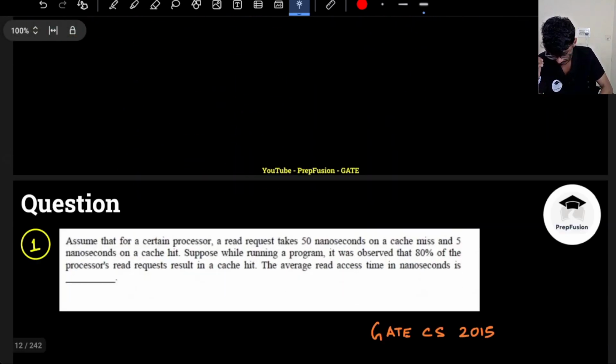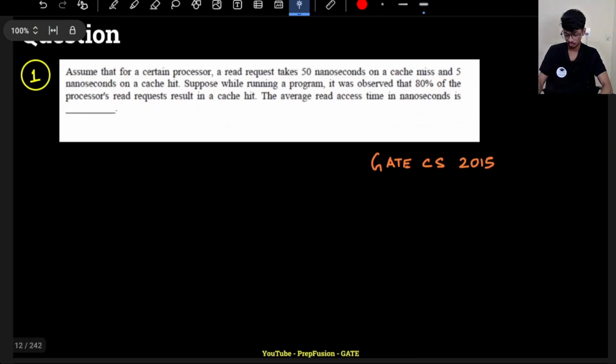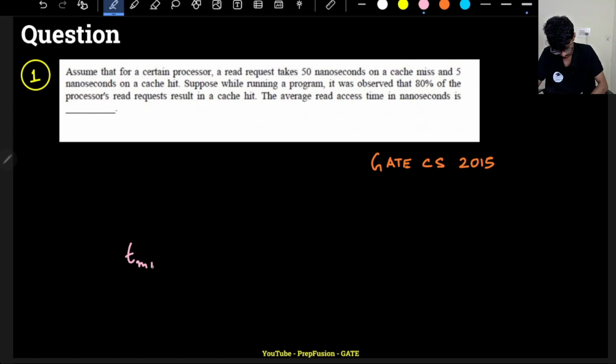Now let's solve a very basic question on this. This is the first question. Assume for a certain processor, a read request takes 50 nanoseconds on a cache miss. So if it is a miss, it takes me 50 nanoseconds. So T miss equals 50 nanoseconds.